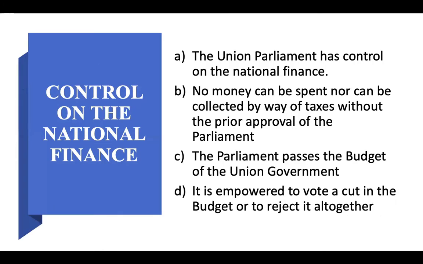Now, the control of the national finance. The Union Parliament has control on the national finance. No money can be spent nor can be collected by way of taxes without the prior approval of the Parliament. The Parliament passes the budget of the Union government. It is empowered to vote a cut in the budget or to reject it altogether.